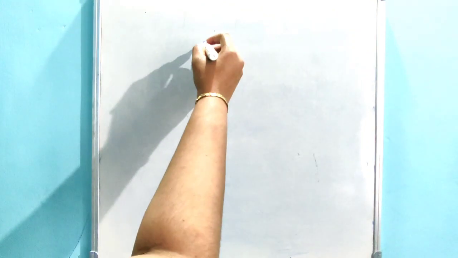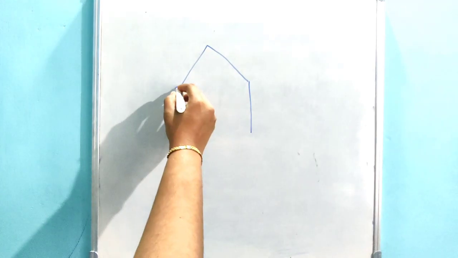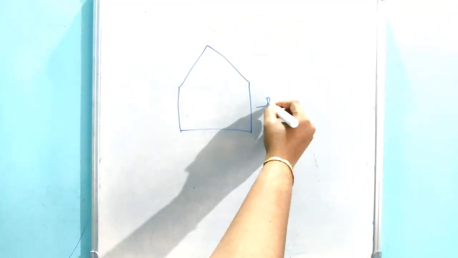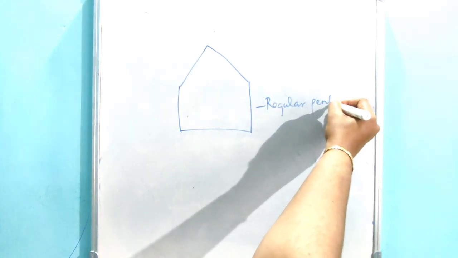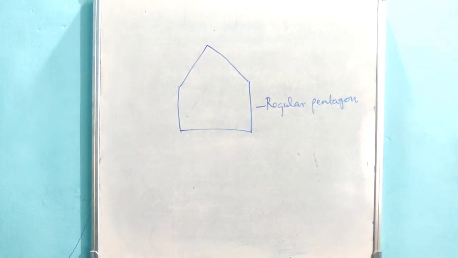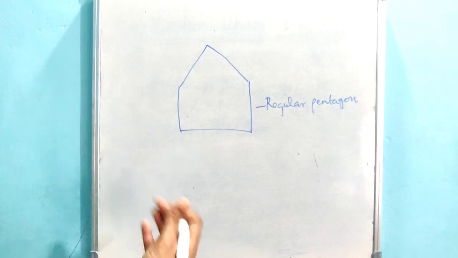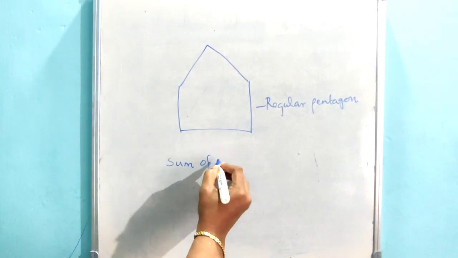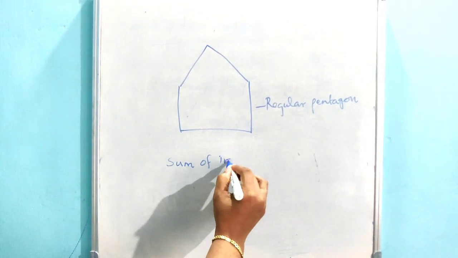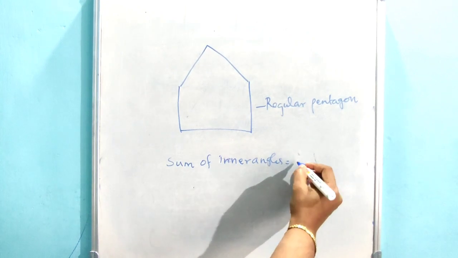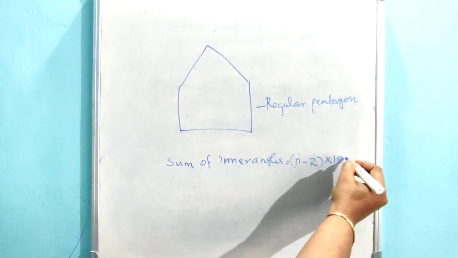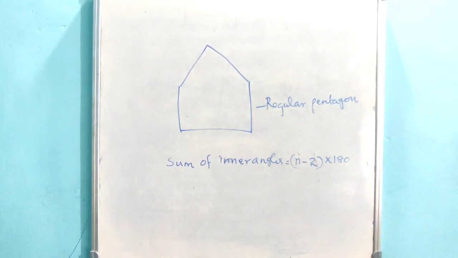So, in a pentagon, if all angles and all sides are equal, it is called a regular pentagon. Then, what will be each angle of a regular pentagon? See, we know that for every polygon, the sum of inner angles is equal to (n minus 2) into 180.